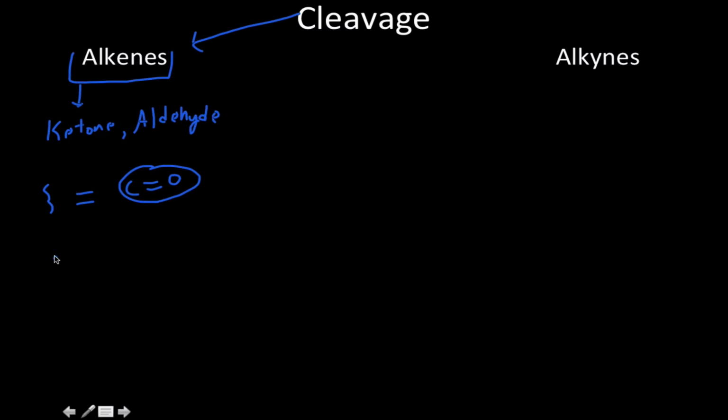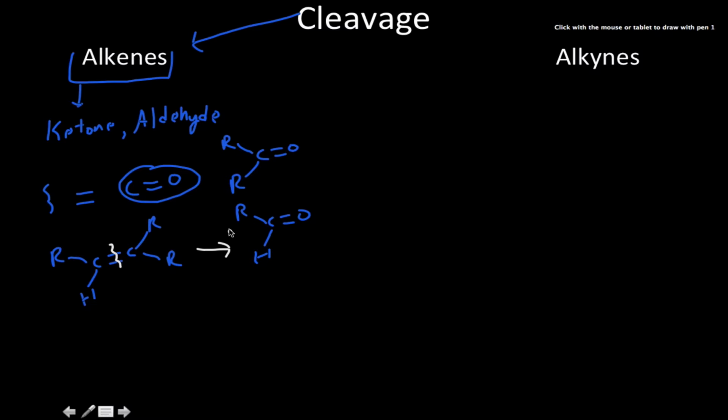So for an example, R, C, C, H, R, R. I go ahead and cleave that bond there. My products are going to be R, C, O, H, and R, C, O, R. Those are my products of this reaction. How do I get this reaction? What causes this cleavage? Well, there's two reagents that I can use.